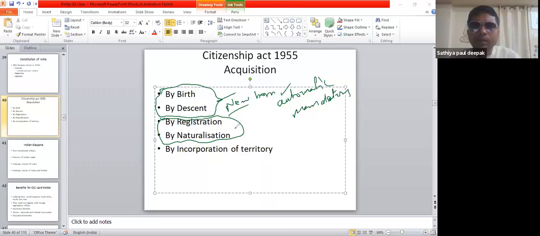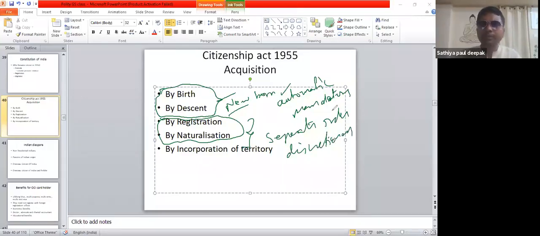Now, by registration and naturalization, these two require a separate order. Government should give a separate order. It's not automatic, and it is discretionary. The government may choose to give you the citizenship or not. When you apply for registration or naturalization, it's the government's decision. Are you able to understand this? Incorporation of territory I'll tell you later. Right now, you must know the difference between birth, descent and registration, naturalization.